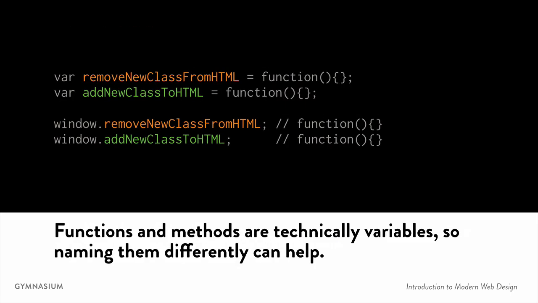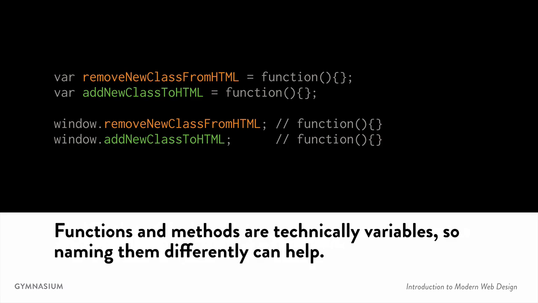Now you'll notice that the way that I've written the names of these functions is a little bit different than the variables you've seen before. In this case, I'm using camel case, which means starting with a lowercase letter, and then each subsequent word is run into the previous word and it's capitalized. The reason that I like this approach is that it makes it really easy for me to look at a variable and tell that it's a function. Additionally, I like to name them in a way that describes what they do. So in this case, removeNewClassFromHTML or addNewClassToHTML.